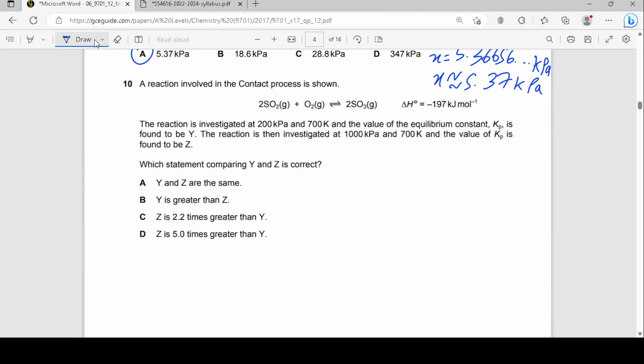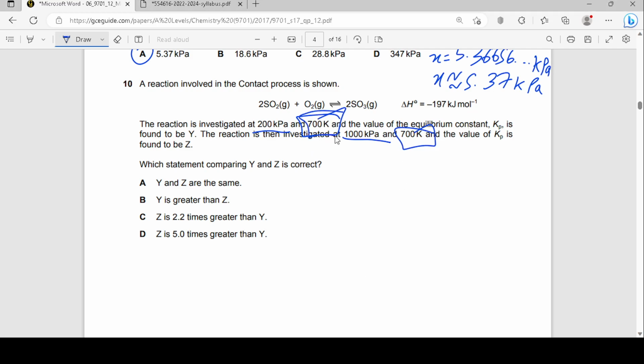A reaction involved in the contact process is shown. 2SO2 plus O2 gives 2SO3, and delta H is minus 197, so that's an exothermic reaction. Now, the reaction is investigated at 200 kilopascals and 700 kelvins, and the value of the equilibrium constant Kp is found to be Y. The reaction is then investigated at 1000 kilopascals and 700 kelvins, and the value of Kp is found to be Z. So they just measured the Kp at both values, and note that they increased the pressure, but they kept the temperature the same, right?